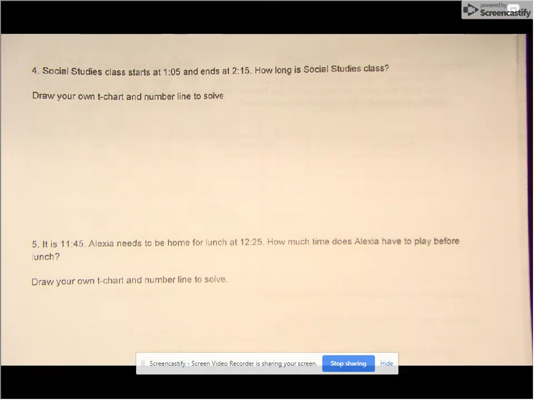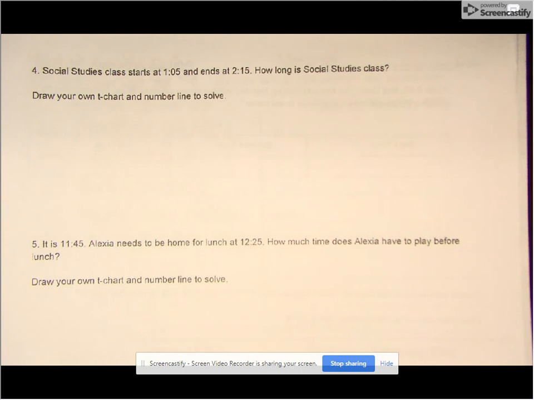Okay, so we have started elapsed time in math. We just finished up telling time to the minute marks on the clock, and so now we're transitioning from that into telling the elapsed time, which is just how long something lasts. So I'm going to do the back page of today's classwork and then the homework problem.